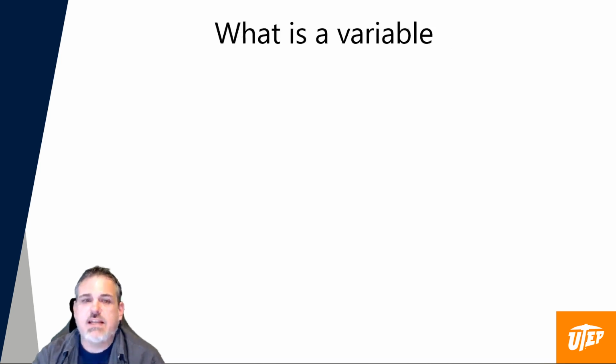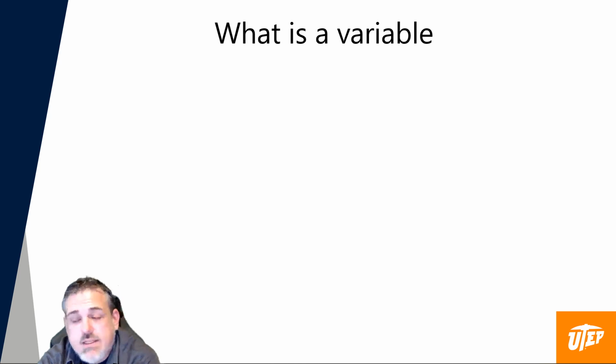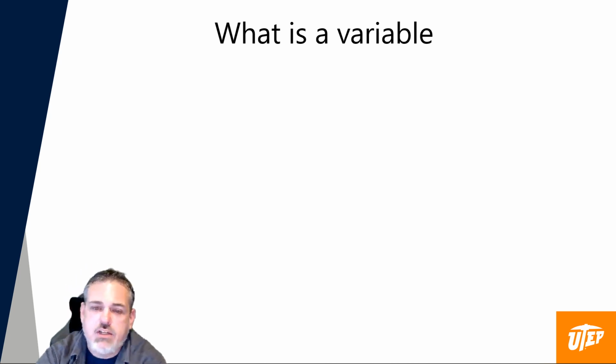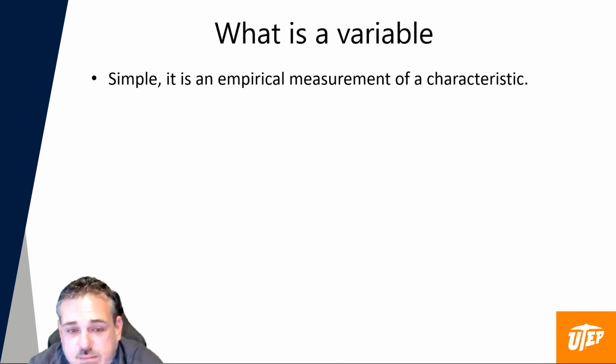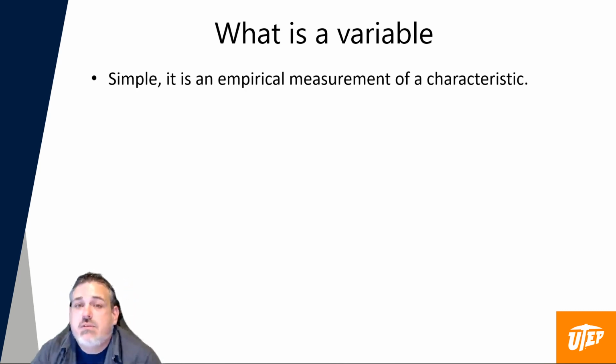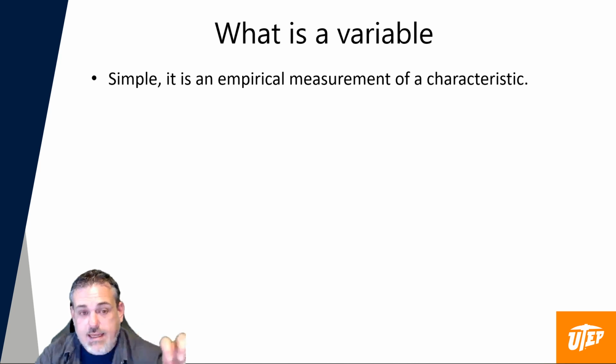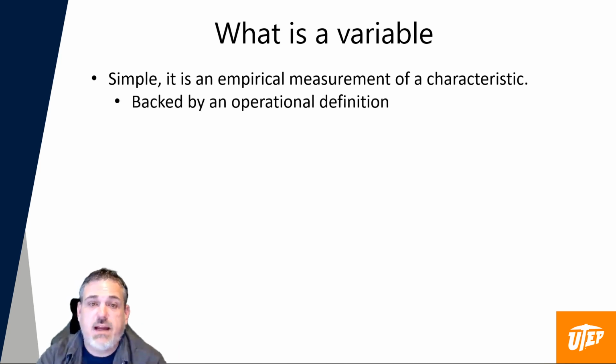So we've sort of danced around this concept, but now we're going to get to the core of what the majority of the rest of this class is going to be about, and that's assessing relationships between variables. So let's go ahead and talk about what a variable actually is. At its most basic level, it is an empirical measure of a characteristic. Now that characteristic ties to a concept that is backed by an operational definition.